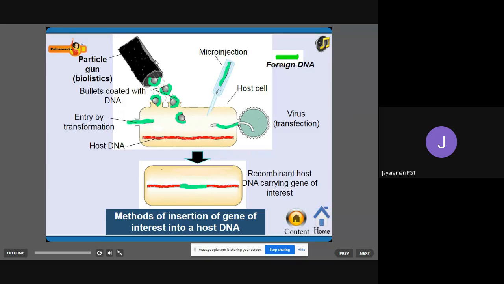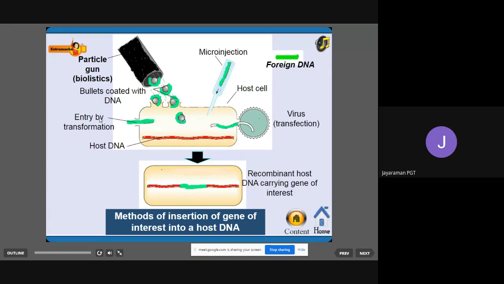In this you can see the gene gun method. These gray ones here are the gold or tungsten bullets, and the green ones are the desired DNA, the DNA to be inserted. The green ones are coated with the DNA that can be inserted at a particular speed. If it is over speed, it will come out of the cell. Less speed, it comes back. So the speed has to be correctly maintained. Then it can go into the nucleus.